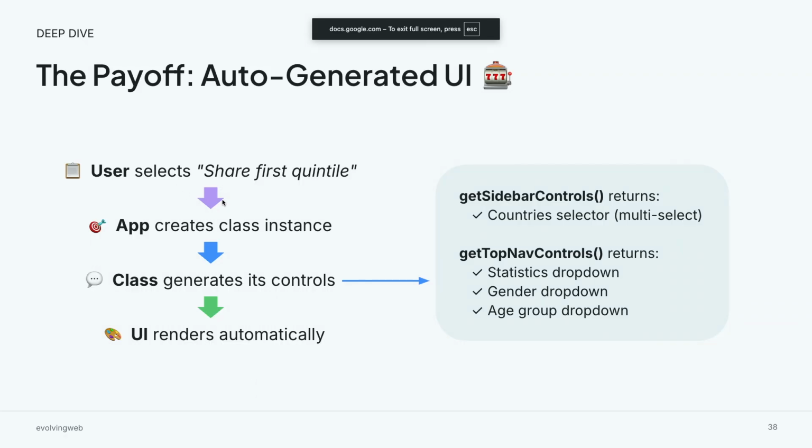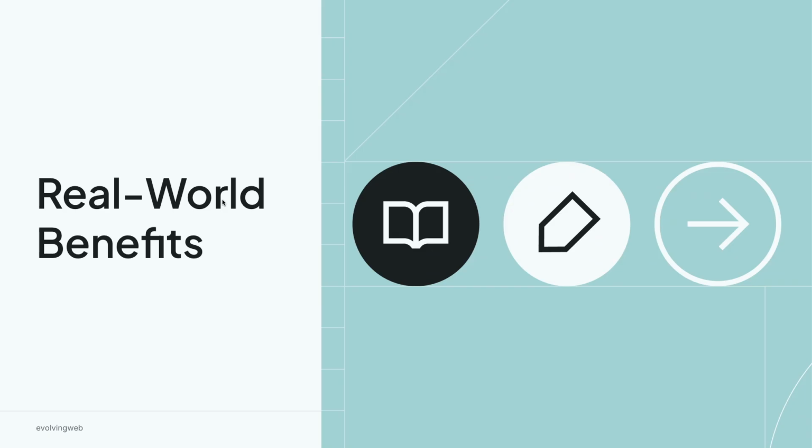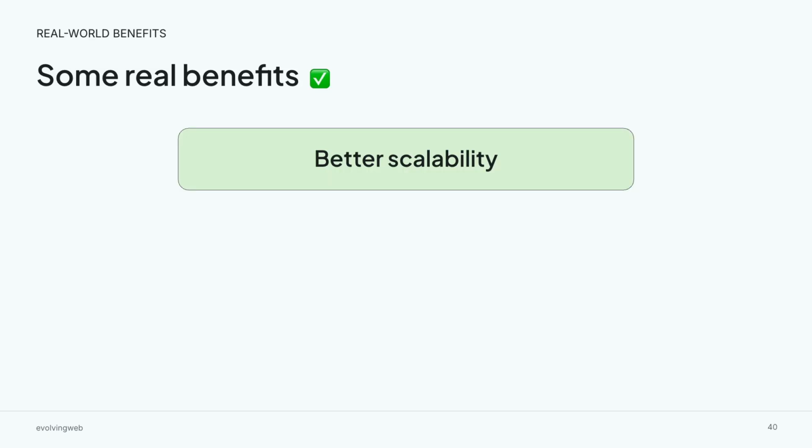Okay, so that's for the payoff. Let's speak about real world benefits. We have 3. First is better scalability. For example, now we have more than 300 statistics, and if we want to add some other statistics, it's going to be quite straightforward. We're going to add those to the config files. For example, if we want to add 10 statistics, it's going to be 10 new objects in the JSON file, and then we're going to test our solution. We can use our automatic tests, and it's going to be done.